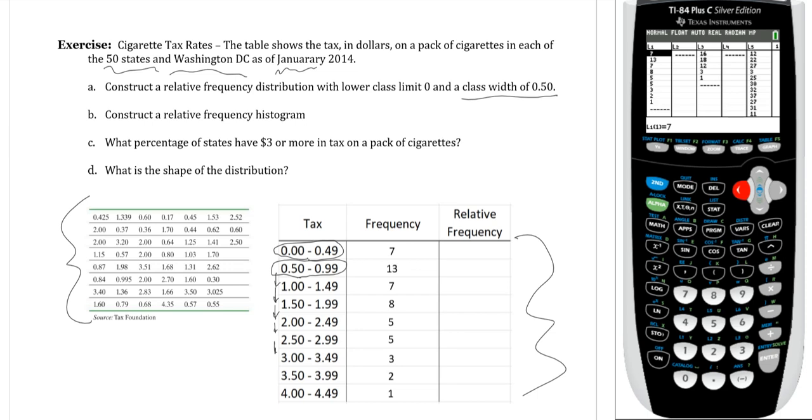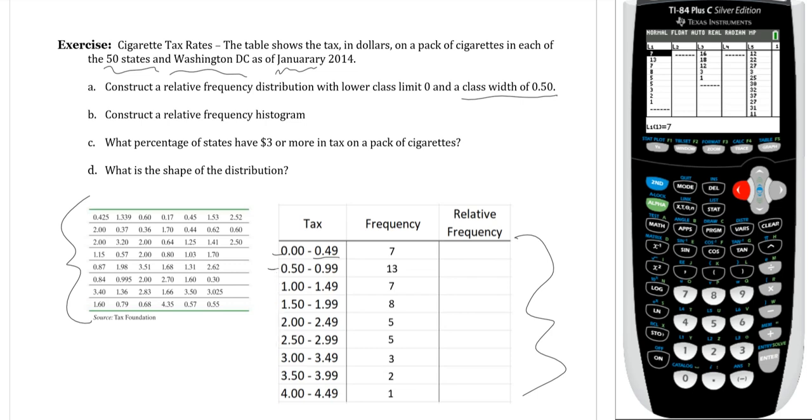Then, the upper class limits that we tend to write, there's a couple different ways of doing this depending on the statistician you talk to, but generally you will make the upper class limit the number directly before the next lower class. So if you see 0 up to 0.5, that means the previous upper class would be 0.49.